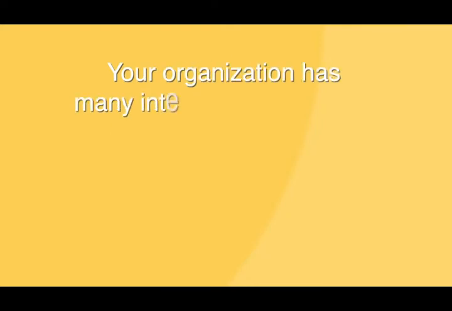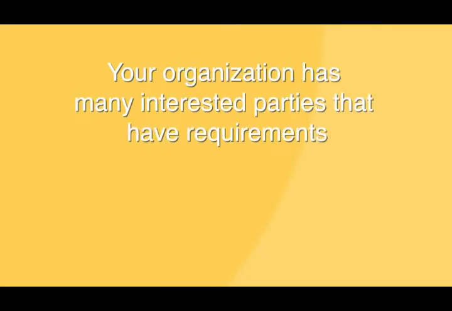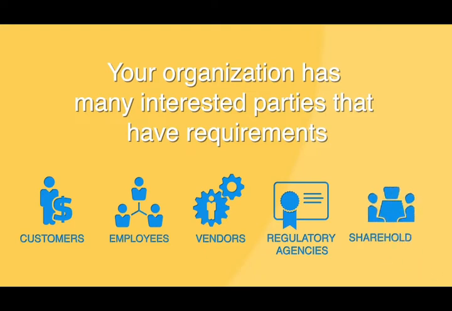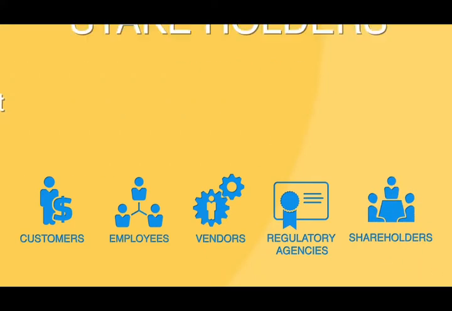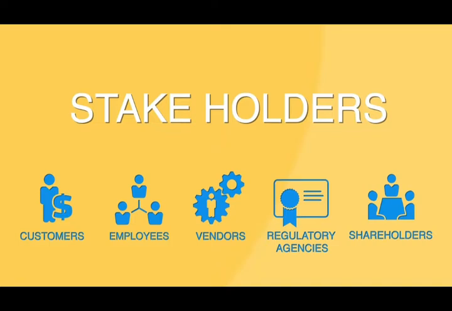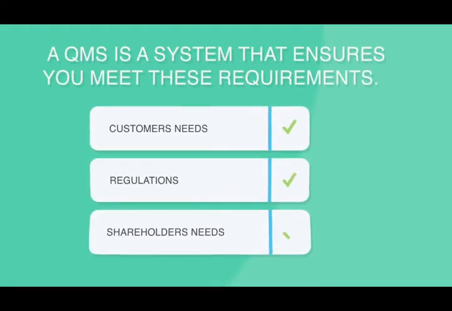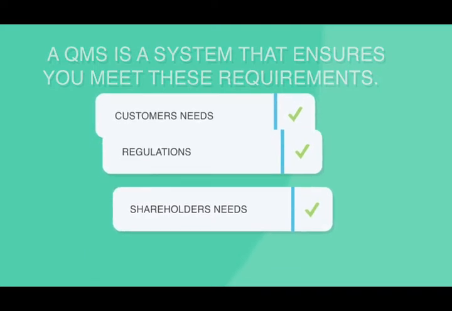Your organization has many different interested parties that each require different things from your organization. For example, customers, employees, vendors, and regulatory agencies each have their own requirements that your organization must fulfill. These different interested parties are sometimes called stakeholders. A quality management system is a system that ensures you meet each of these requirements.